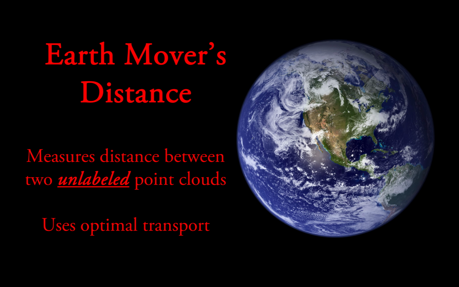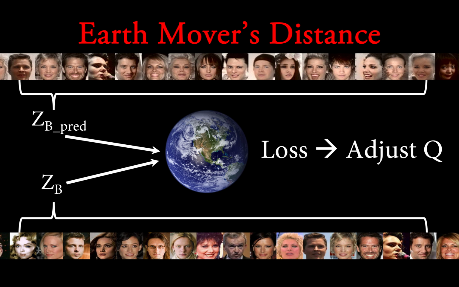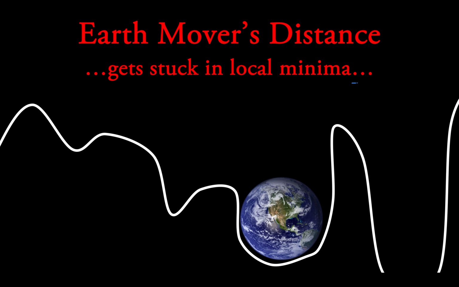Earth mover's distance is a metric that can measure the distance between two unlabeled point clouds by using optimal transport. And so the idea is that first we take all of our outputs and we take their embeddings, and we take all of the true targets and we get their embeddings. There are no matches, but they should have similar point clouds. And then we feed it into Earth mover's distance, and we use that as a loss to adjust Q, and make the error go down. However, there's a bit of a catch here. Whenever you're trying to do unsupervised point matching, it tends to be an NP-hard problem, and it gets stuck in local minima all over the place.